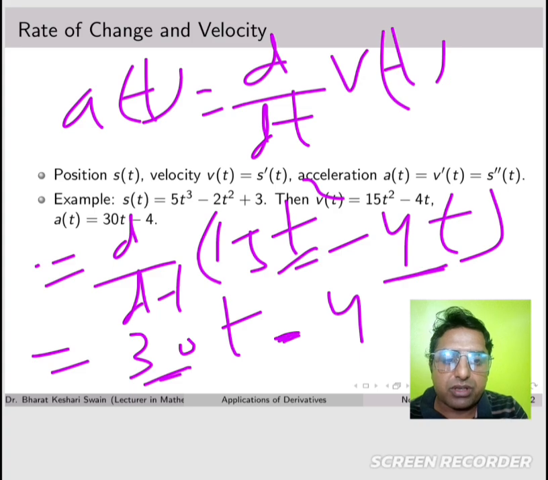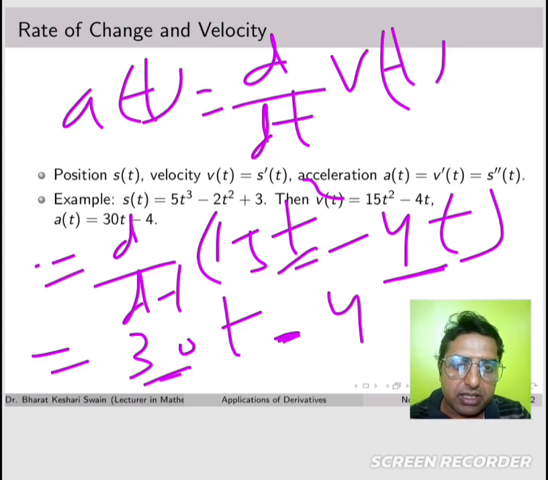So this is how we can find the velocity and acceleration, if your displacement s of t is given, using the derivative, because we know that velocity is the rate of change of displacement and acceleration is the rate of change of velocity.